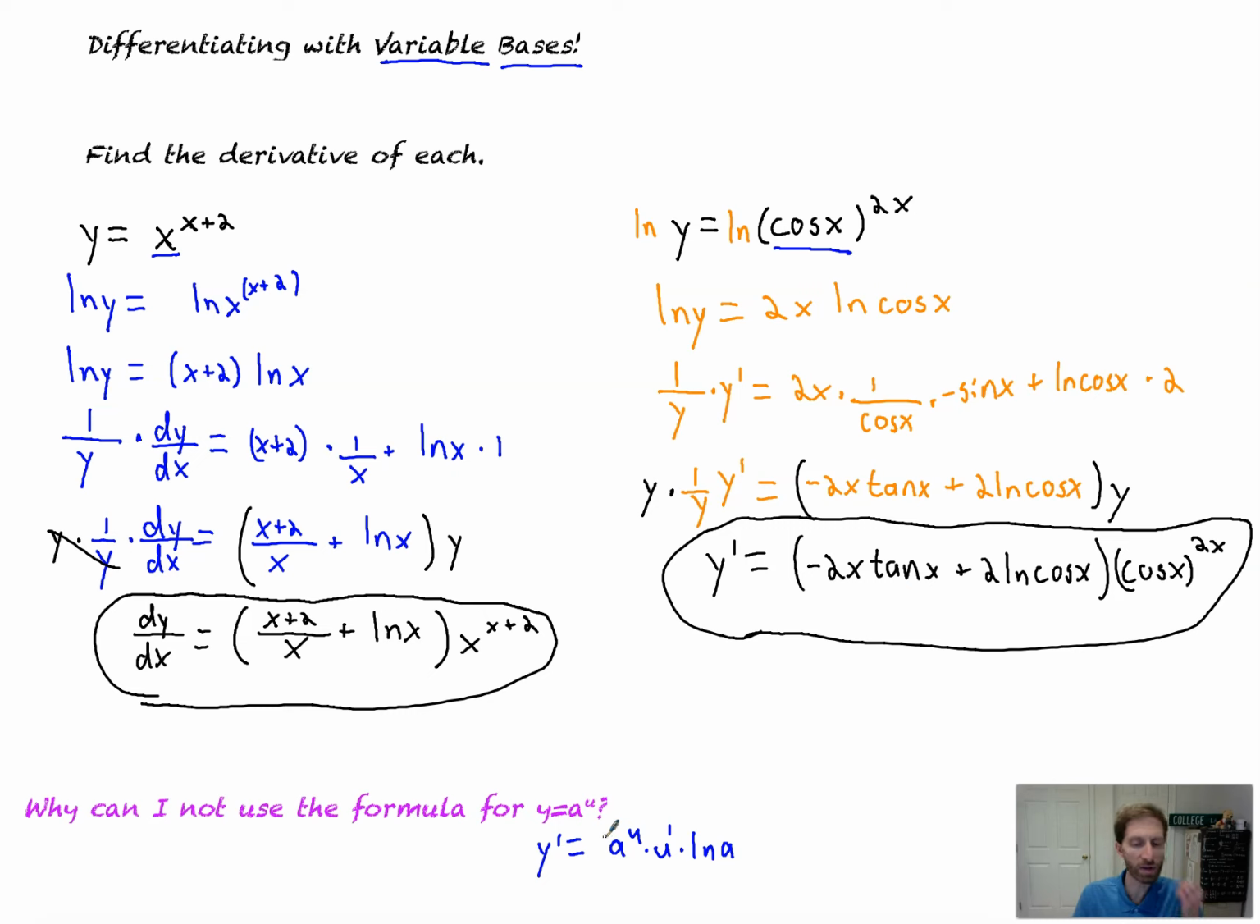Again, we cannot use the formula for y equals a to the u and its derivative if you have a variable in the base. Logarithmic differentiation has got to be used. You take the ln of both sides and then differentiate implicitly. Once you know this stuff, it's going to be undoubtedly awesome.